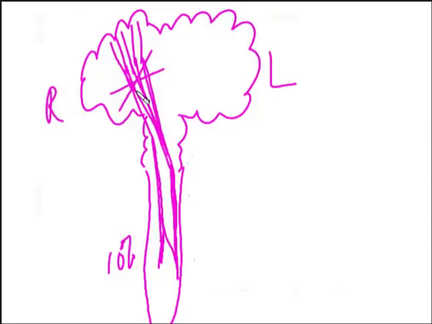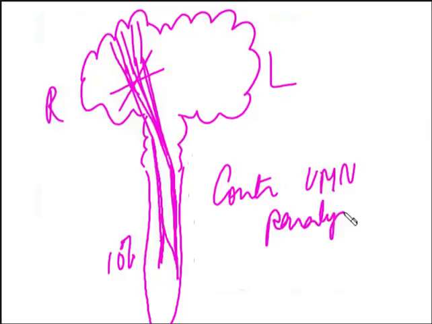If it's occurring here, you can see that you would have contralateral upper motor neuron paralysis on the left side, right? Because these 80%, the right side controls most of the left side. That 80% crosses over and then 10 crosses over here. So you have contralateral upper motor neuron paralysis on the left side.